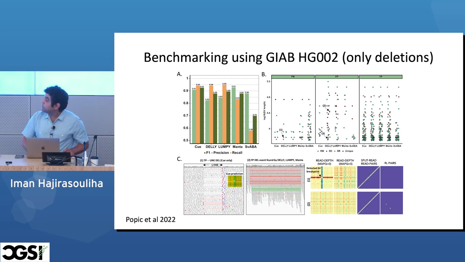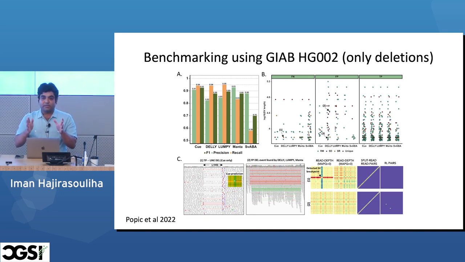Example 2 here was an example that was found by other methods but not Q. Q didn't find it, but other methods found it. This is the IGV plot for that event. You can see there are some highlights for split read or read pair signal. Other methods called it because they could see this read pair signature here. But Q didn't find it.